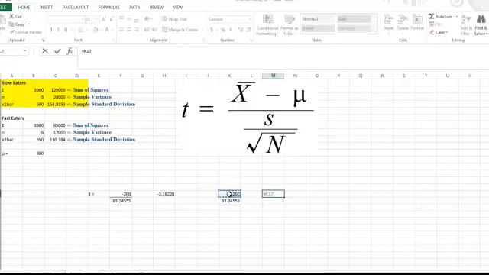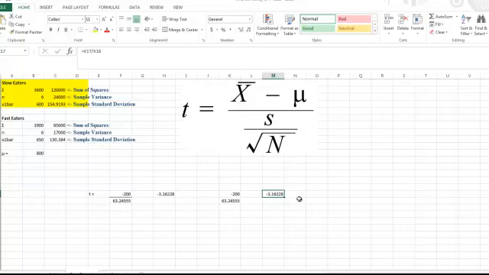So I just did equals numerator divided by denominator. Our t statistic is negative 3.162. So this is your t. So your t equals negative 3.16.